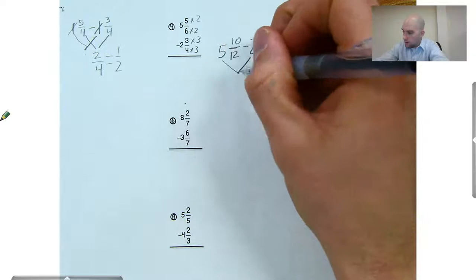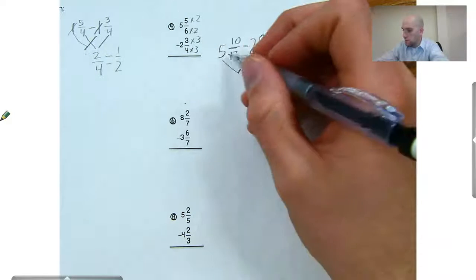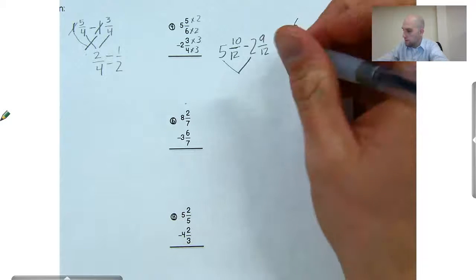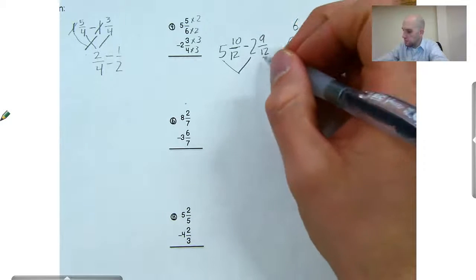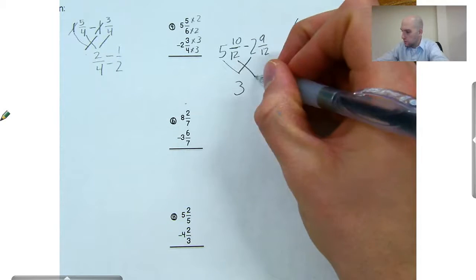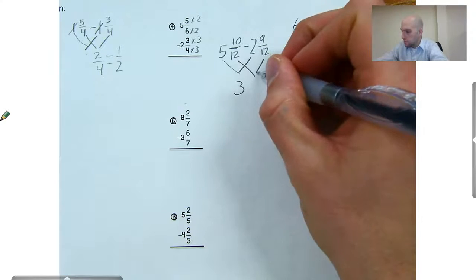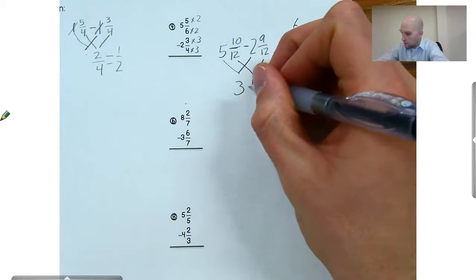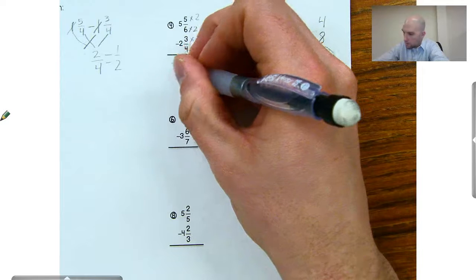And we don't have to borrow from our whole number at all because we have a large enough fraction to subtract from. 5 minus 2 is 3. We subtract 10/12 minus 9/12. We have 1/12 left over. Our answer will be 3 1/12.